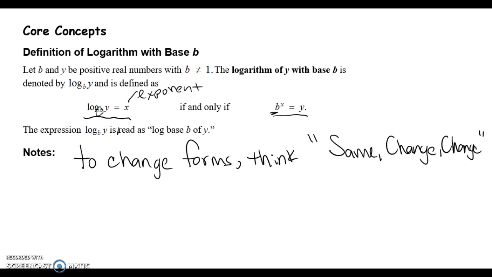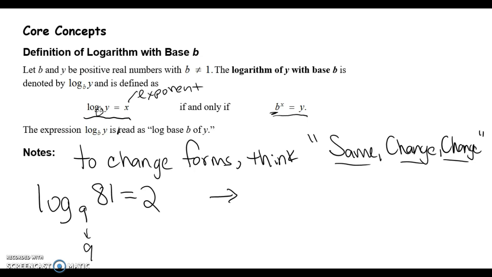Now, one thing we're going to practice is switching writing form to form. So when you write from logarithmic form to exponential form, what I want you to think is same, change, change. So for example, if I give a logarithmic expression, log base 9 of 81 equals 2, we can write this in exponential form. Think same, change, change. So write the 9 first, change the 2 to an exponent, and change the 81 on the other side of the equal sign. So keep the 9 in the same position, change, change.